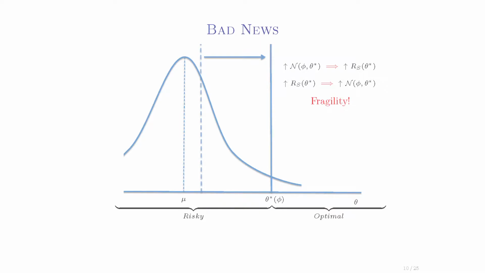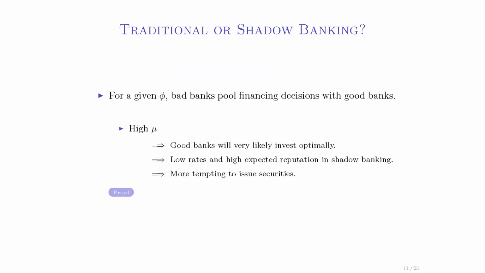So there is some kind of feedback effect between this bad news and the interest rate in shadow banking that will look like fragility, depending on the shapes of these variables. Now, the question at the beginning was, when will these guys select into traditional or shadow banking? Let me just give you the intuition here.